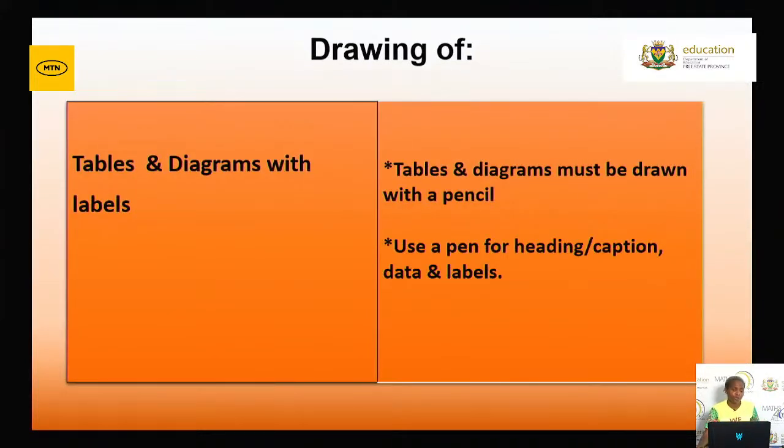Then we move to the drawings. When you draw the tables together with the diagrams, please remember to use a pencil. And then when you label, write the heading or caption, together with the data and the labels, just make sure that you use a pen.